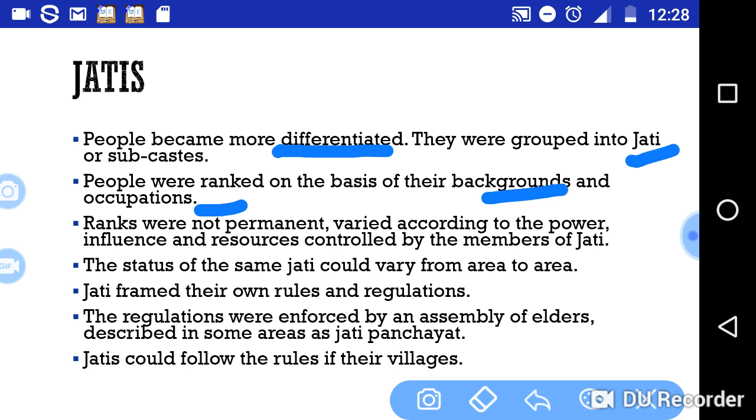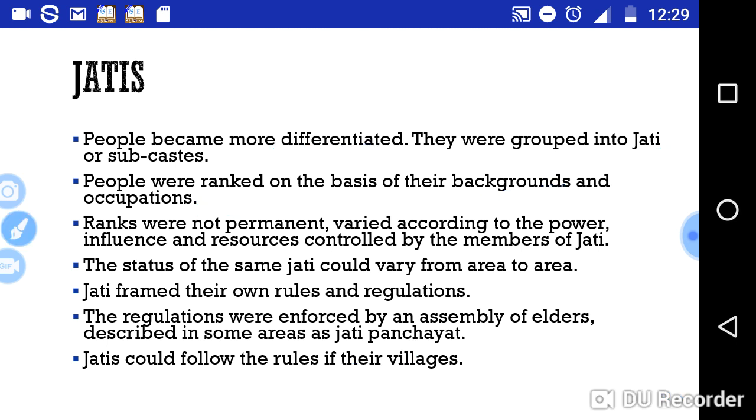That means this status and rank changed from one place to another place, and each jati had its own rules and regulations, and these were obeyed by the members of the particular jati, and these regulations were enforced by the assembly of elders, and these were described in some areas as jati panchayat. And the members of this jati should follow the rules of their villages also. This is about jatis during that period.